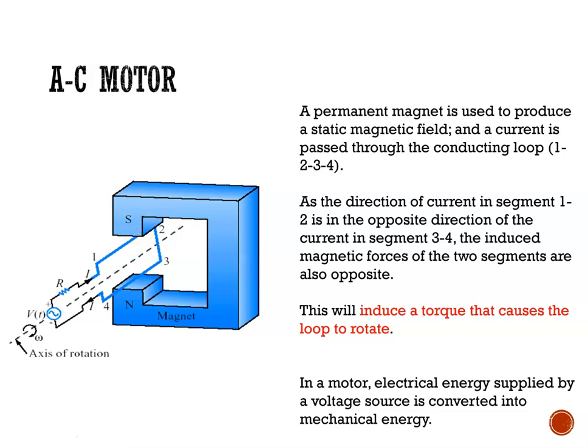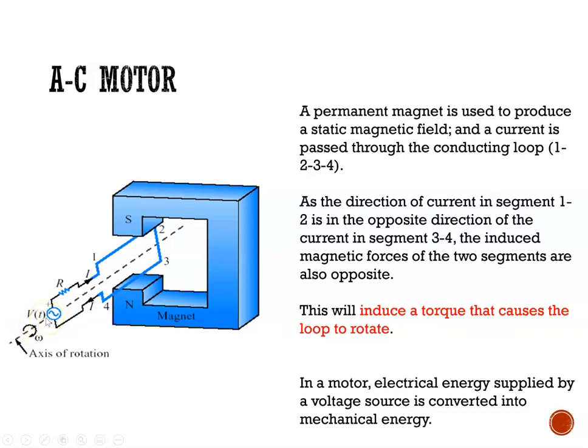The direction of the current in segments 1 and 2 is the opposite direction of the current in segments 3 and 4. You can see that the arrows are in opposite directions, so the induced magnetic forces of the two segments are also opposite. This will induce a torque that causes the loop to rotate, so it becomes a motor.